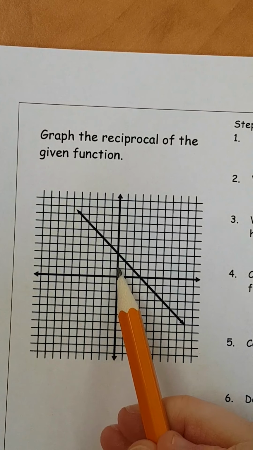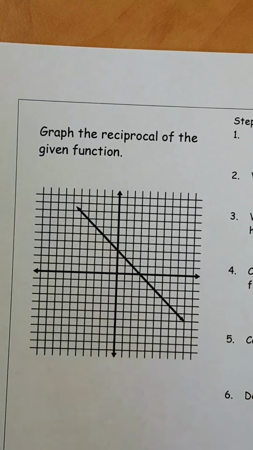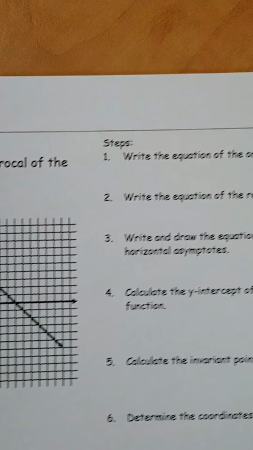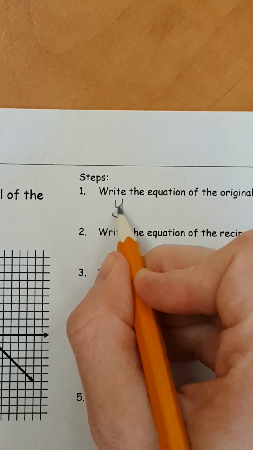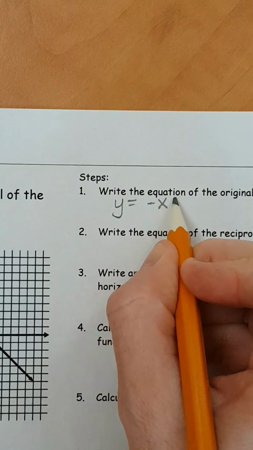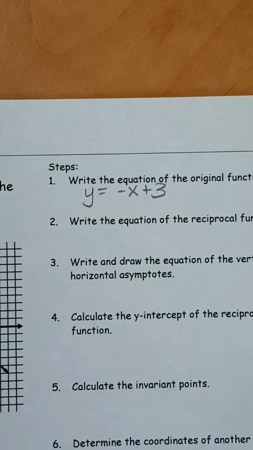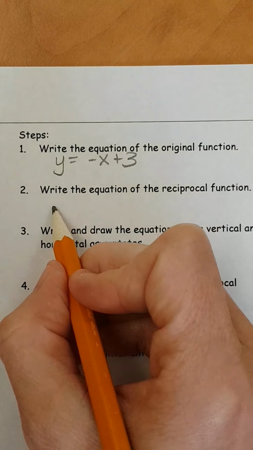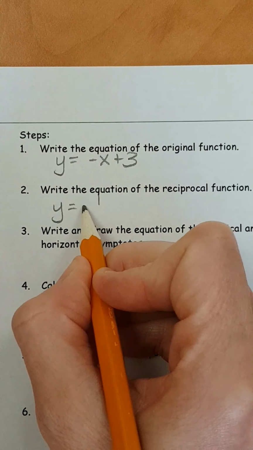So this crosses the y-axis at 3, and because it's a decreasing line, it has a negative slope, and I can see my rise over run is 1 over 1. So first thing we're going to do is negative x plus 3. So write the equation of the original function, then write the equation of the reciprocal function. So we're going to go 1 over.